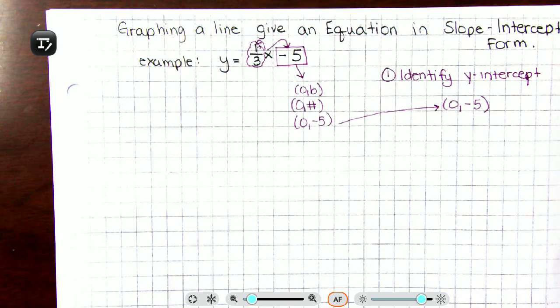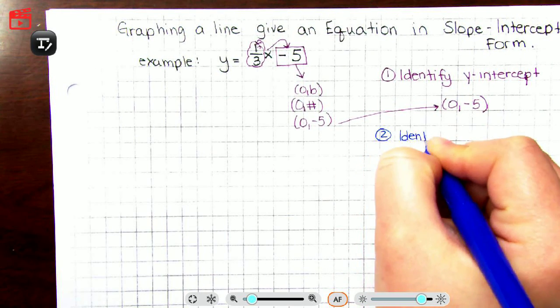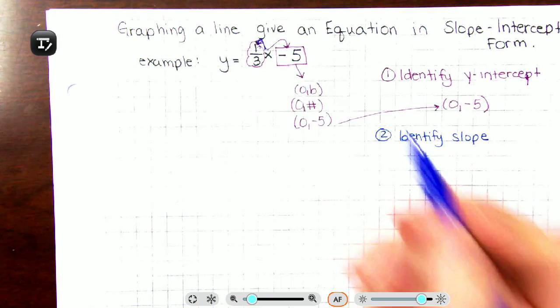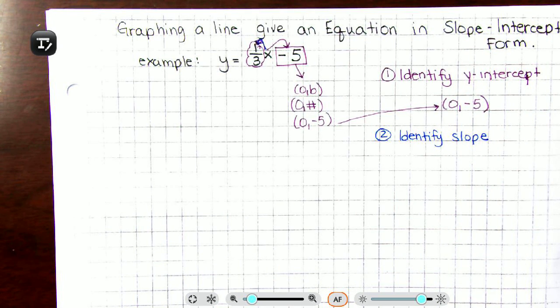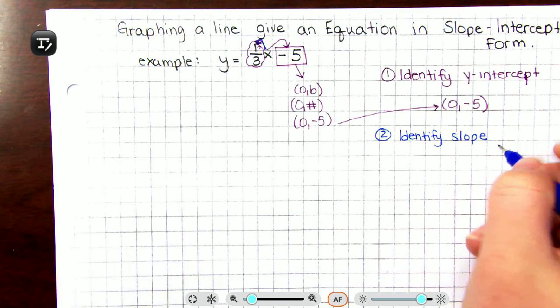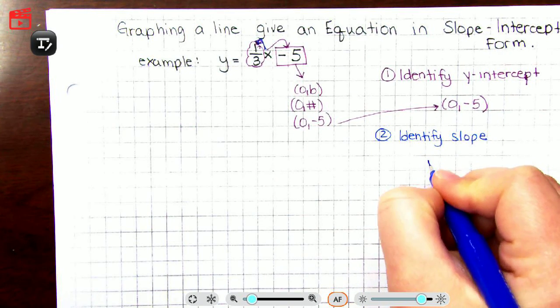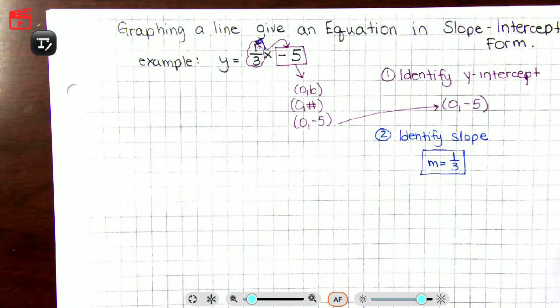Okay, step number 2. Step number 2 is identify slope. Remember, slope is the number in front of x. If there is no number in front of x, it is always a 1. If there is a negative in front of x, but no number, it is a -1. Just recall that information from our previous example. So identify slope. What number is that? That is m is equal to 1/3. And you're almost done. All you need to do now is graph your line.